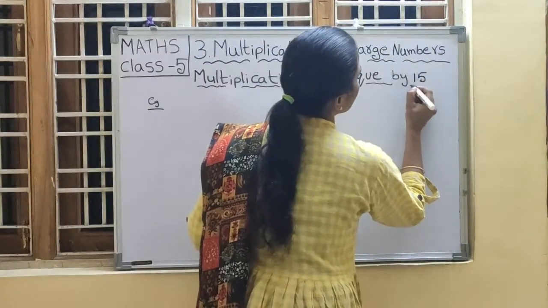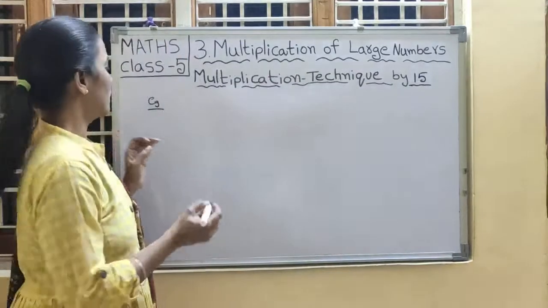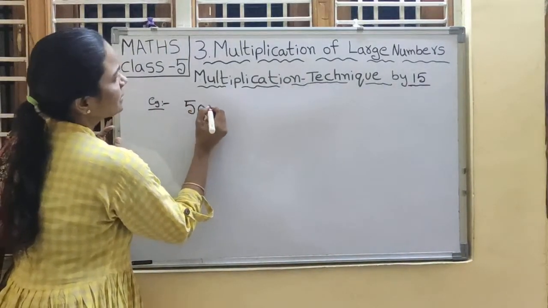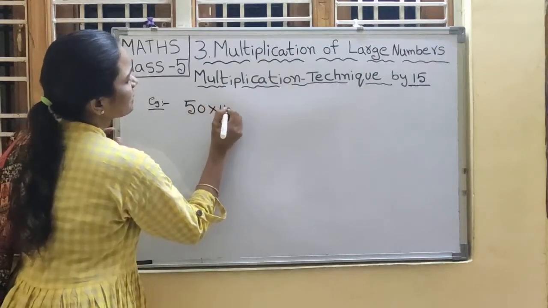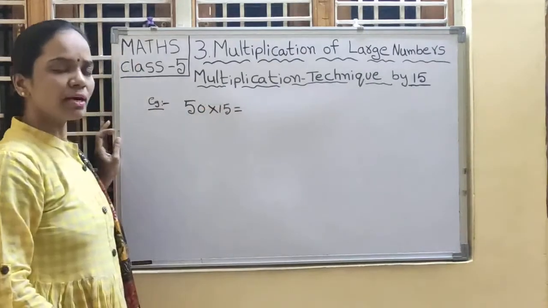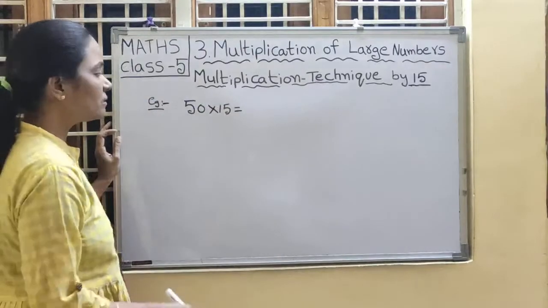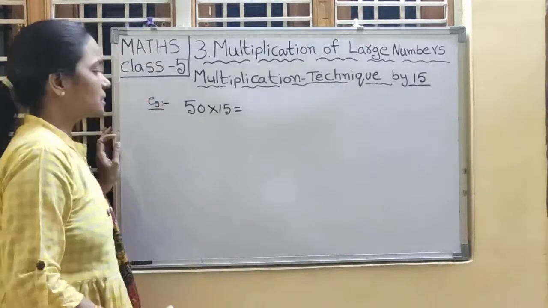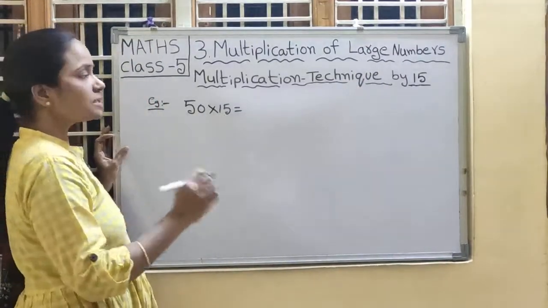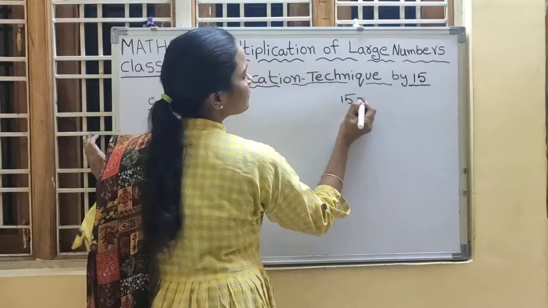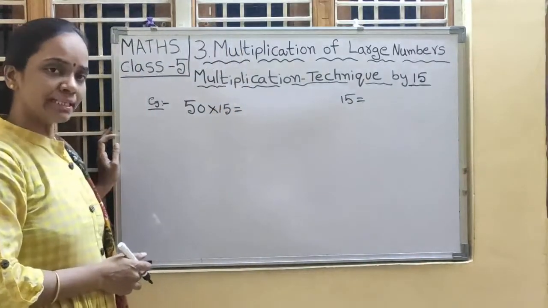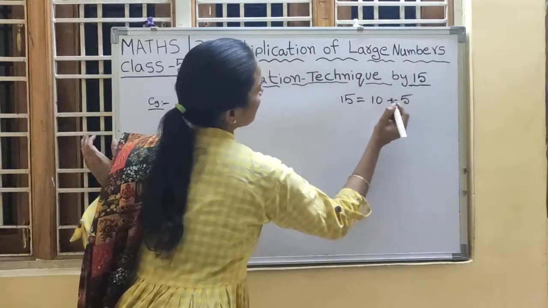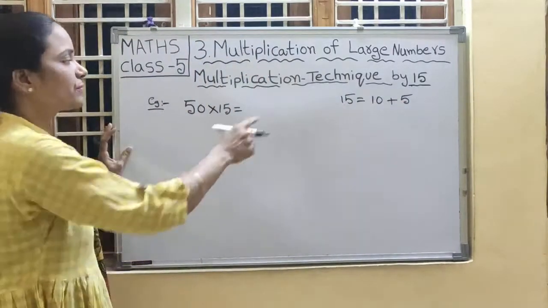Number 15. For example, take 50 into 15. What is the answer? Using standard multiplication also you can do, that is different. But today in this class we are learning about techniques. So 15 into 15. So first 15, how do you write 15? What is the expanded form of 15? Very good. 10 plus 5. 10 plus 5 is the expanded form of 15.